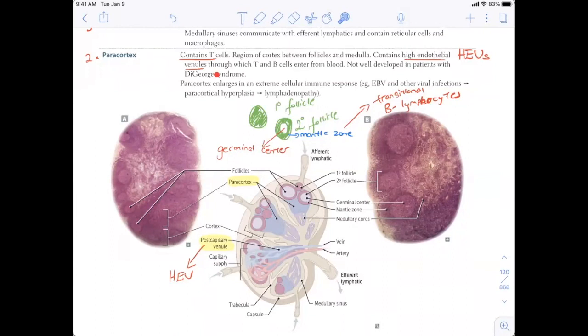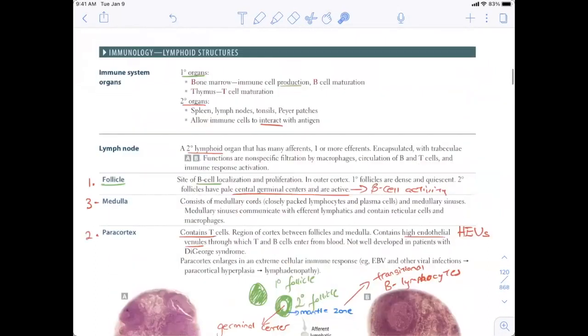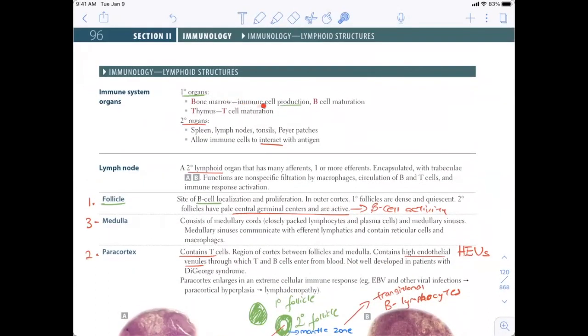It says it right there, from the blood. So your B and T cells are coming from the blood. Now the question is, why are B and T cells in the blood? Because your B and T cells were made in the bone marrow in the first place.